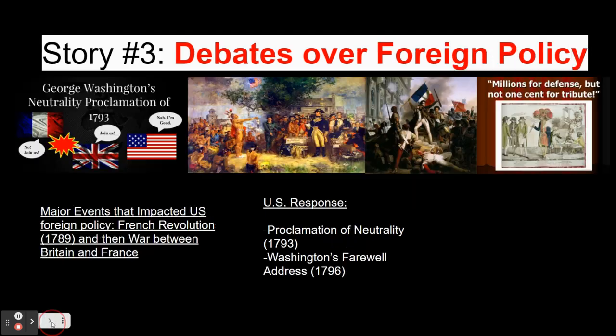So our last story is debates over foreign policy. And with the signing of the Treaty of Paris, all of a sudden the United States was its own country capable of making its own foreign policy decisions. And what we have to understand is during this time period, our foreign policy was really governed by two major ideas. The first was in response to the French Revolution, which broke out just as George Washington was becoming president. And the French Revolution divided Americans over whether or not we should get involved.